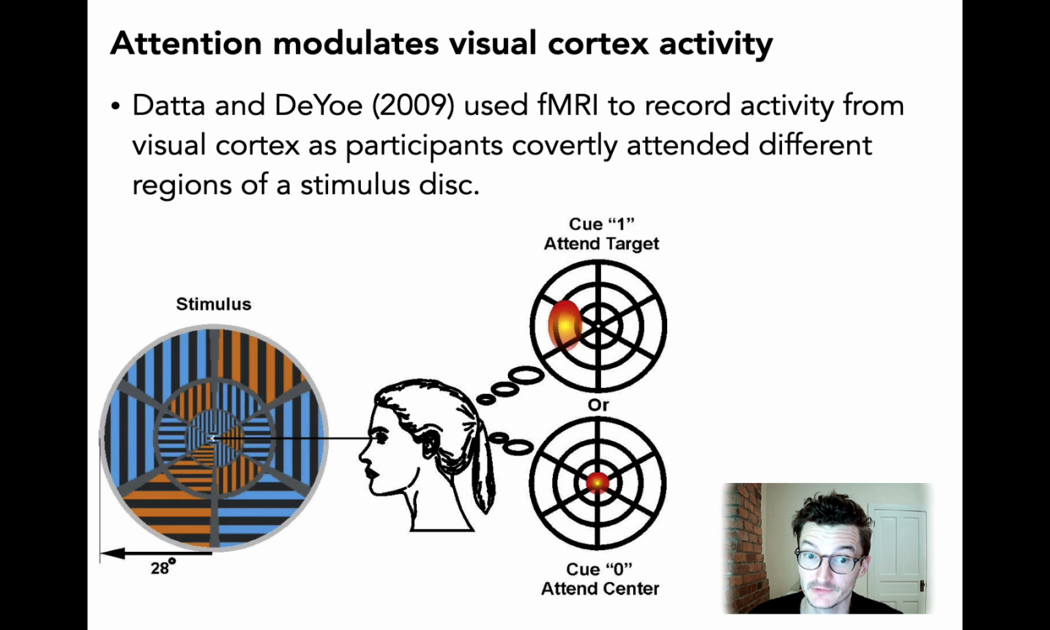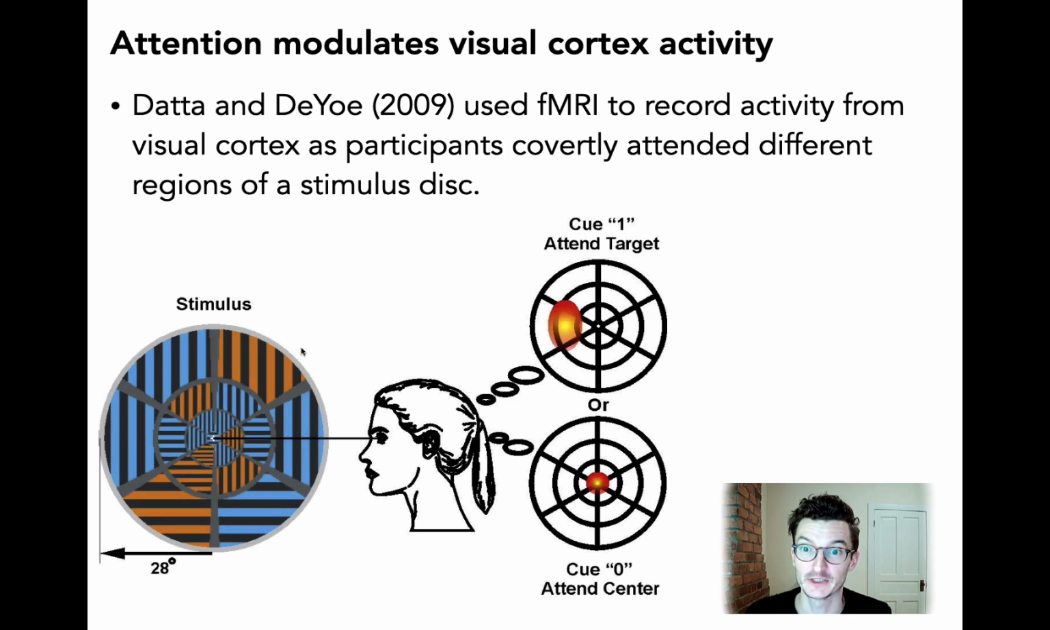Now there's one other thing you need to know to understand this study, and that's that primary visual cortex actually contains a map of our world. So if you're staring at a stimulus disk like this, and you look at a certain part of the disk, you look at another part of the disk, that visual information will be maintained in an orderly fashion in primary visual cortex. So there's a map in visual cortex that to some extent reflects your visual world.